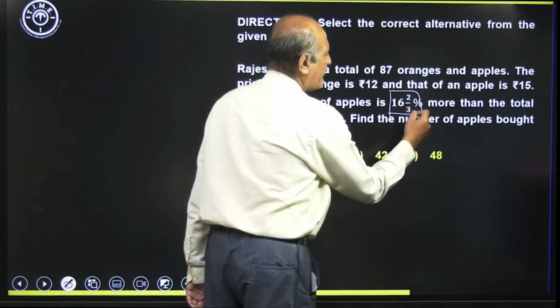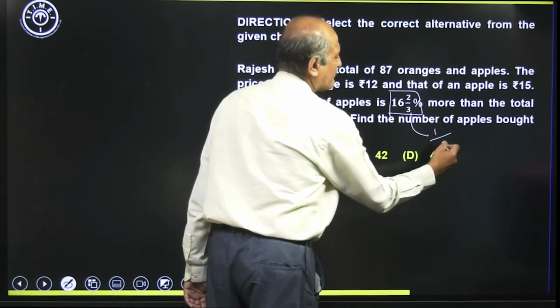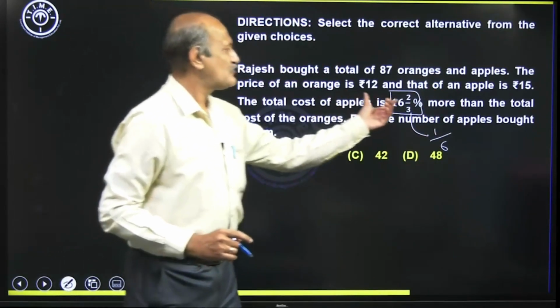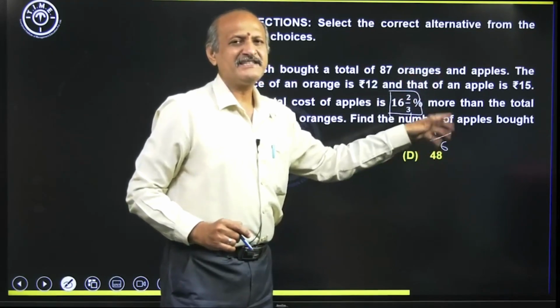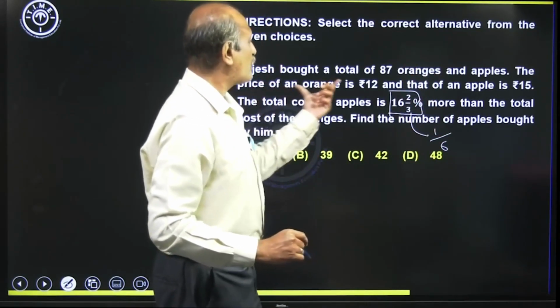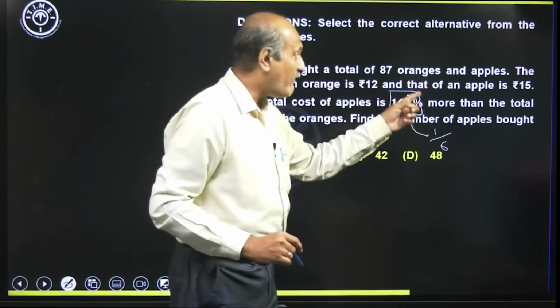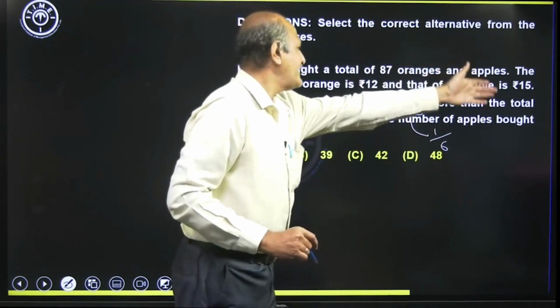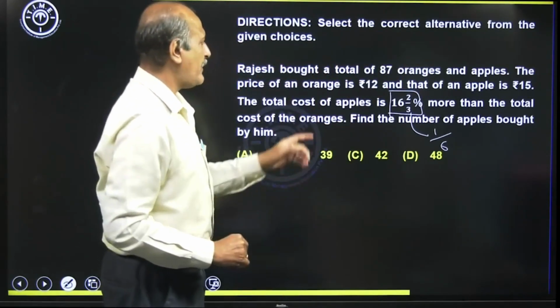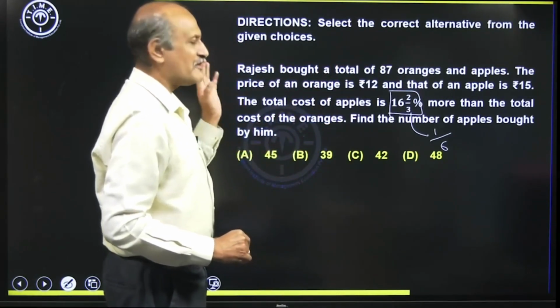This one, as a fraction, we can tell it equals how much? It is 1/6. 16.2/3 in percentage, in a fraction, is equal to 1/6 here. So what can we tell here? We can tell that the total cost of the apples is 1/6 more than the total cost of the oranges. Now it reads, find the number of apples bought by him.